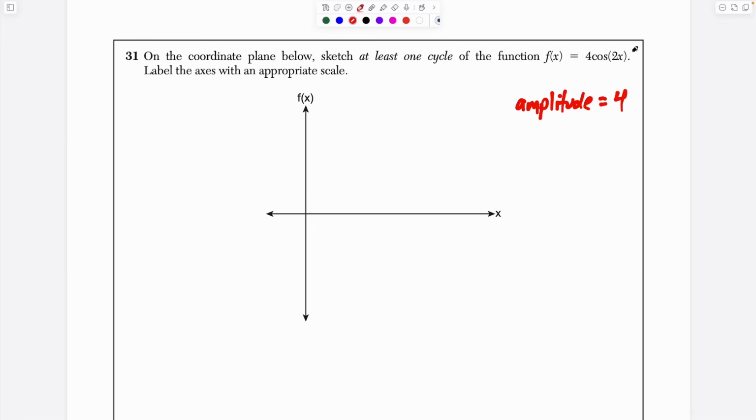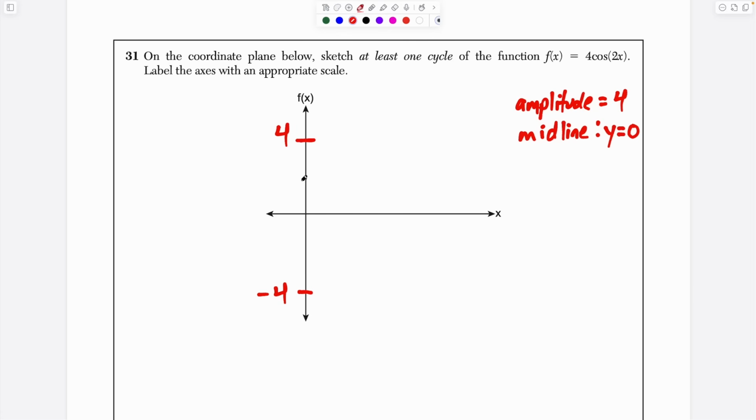And we have no constant being added at the end. There's technically a plus 0 at the end. So what this tells us is that our midline is going to be the line y equals 0, which is the x-axis. So when I label this graph here, I'm just going to put a 4 up here, and a -4 down here. Just think of it as jumping up 4, -4 like this.